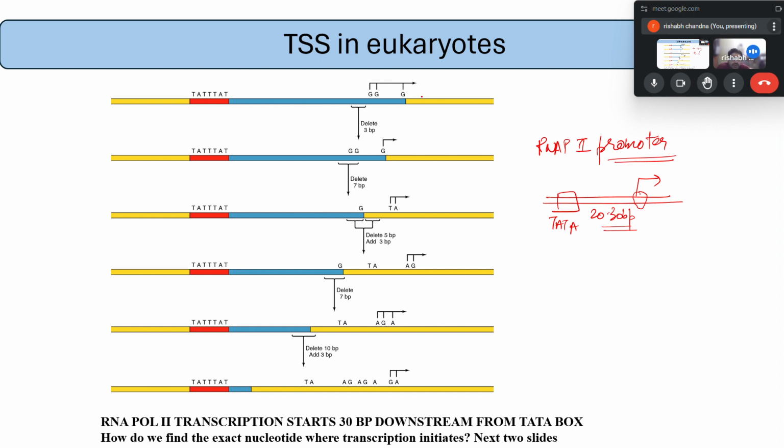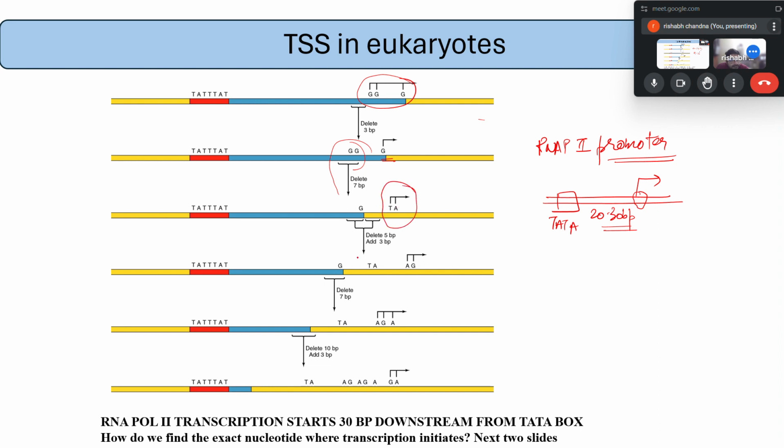Okay, so in various permutation combinations, the scientists designed different constructs, and they found that in one case this G position acted as the transcription start site. If they deleted these particular base pairs, then the transcription started from this base. Further, if they deleted these bases, then the transcription started after that.